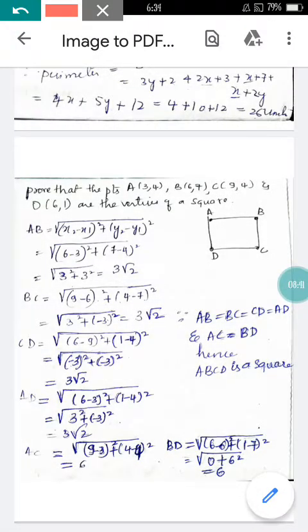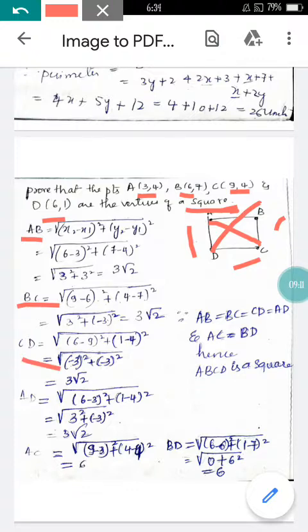Prove that the points, they have given the 4 points here, 1, 2, 3, 4, and they are asking to prove that these are all vertices of a square. So your work here is to just draw a square and mark it with ABCD. As you know, in a square all the sides must be equal, and with that the diagonals should also be equal, right? For that you need to find the values of AB, BC, CD and AD. These are all the sides of the square.